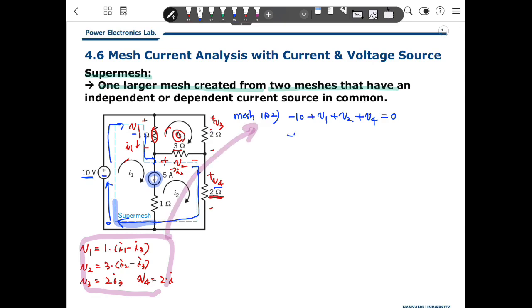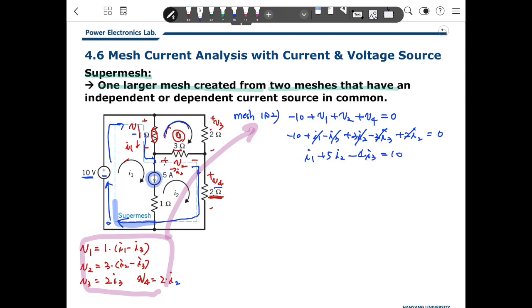Then we can get minus 10 plus V1, which is I1 minus I3, and V2, which is plus 3I2 minus 3I3, and V4, which is plus 2I2, equals 0. And we can simplify it: that is I1 plus 5I2 minus 4I3 equals 10.